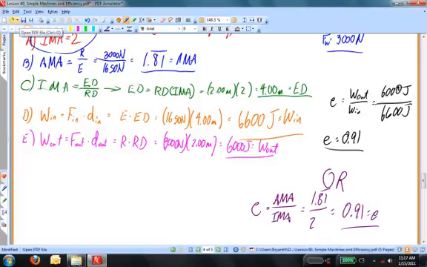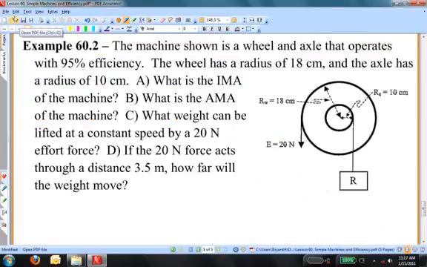Let's do the next example. So here I am flying Emily Killian for Peter Pan. The machine shown is a wheel and axle that operates with 95% efficiency. The wheel has a radius of 18 centimeters. The axle has a radius of 10 centimeters.